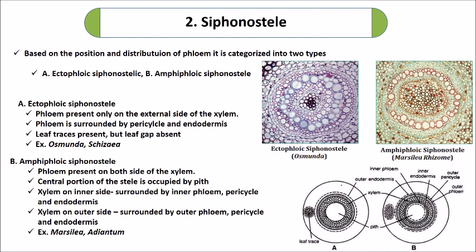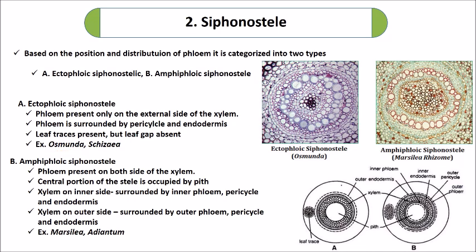If we classify the Siphonostele, it may be two types, that is ectophloic Siphonostele and amphiphloic Siphonostele. Ectophloic, the word itself describing, that is, the phloem is outside of the xylem. That means phloic denotes the phloem, and ecto means the outside. Collectively we can say the phloem is present only on the external side of the xylem, and the phloem is surrounded by pericycle and endodermis, and the examples are Osmunda and Syzygia.